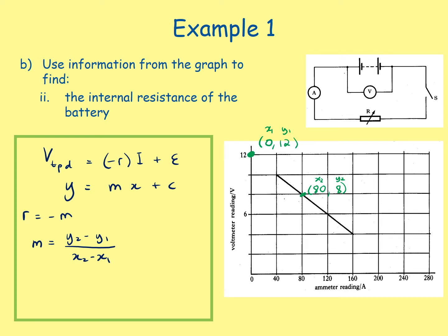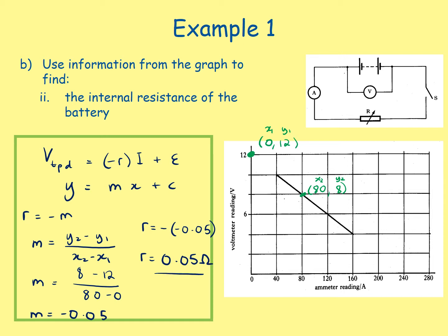So we can plug those into our equation. So the gradient is equal to 8 take away 12 over 80 take away 0, and that comes out to minus 0.05. Given that R is equal to minus m, we need to take that minus 0.05 and turn it into a positive. So overall, our internal resistance is equal to 0.05 ohms.